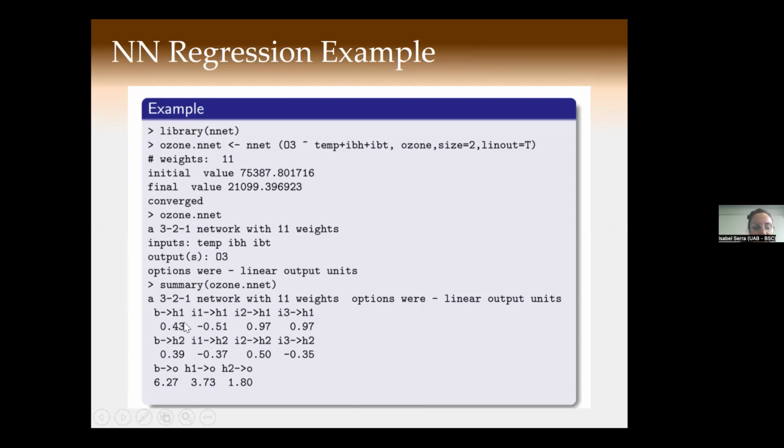H1 is the first neuron in the hidden layer. The letter I corresponds to input. O, in here, is output. Then, if I want to know the weight in the arrow from the second input to the first hidden neuron, the second input corresponds to the second variable, EVH. Then the coefficient of EVH going to the first neuron in the hidden layer is 0.97.